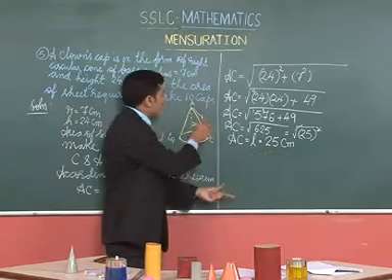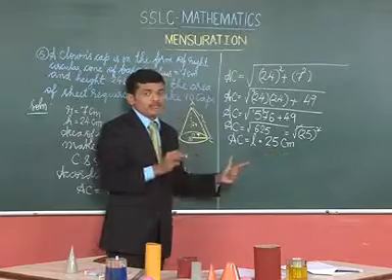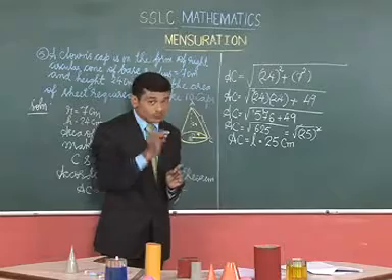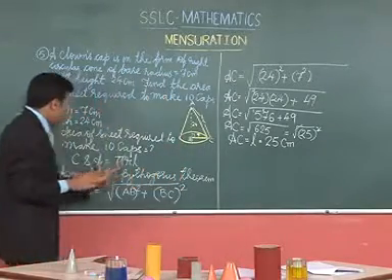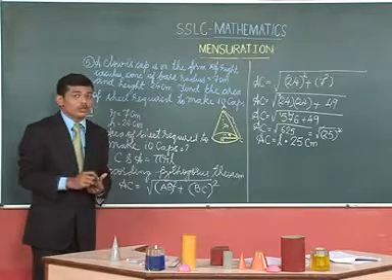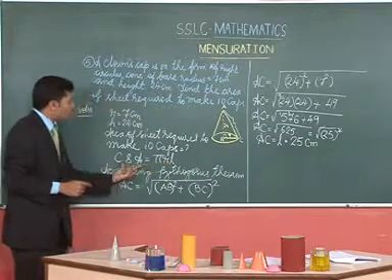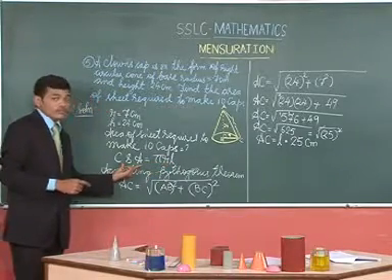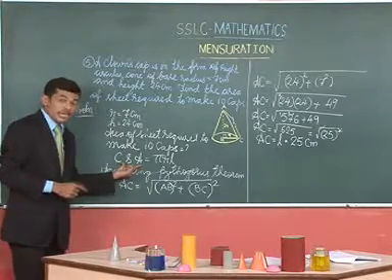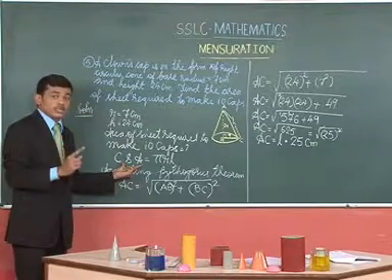So the length of the slant height is 25 centimeter. Now this length we have calculated so as to substitute the value of L in the formula, so that we can calculate the curved surface area. This curved surface area gives us the area of the sheet which is required to prepare one conical cap.